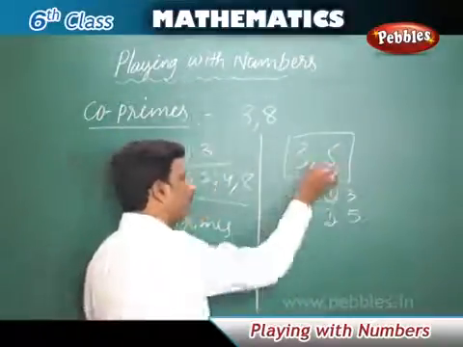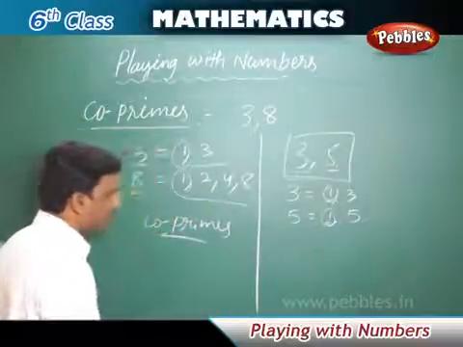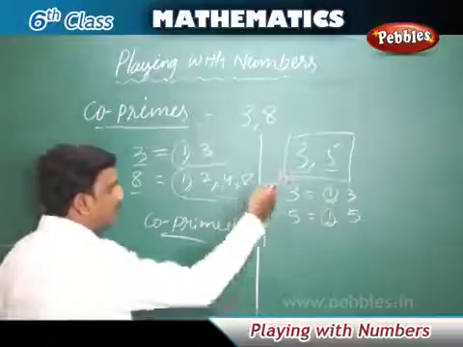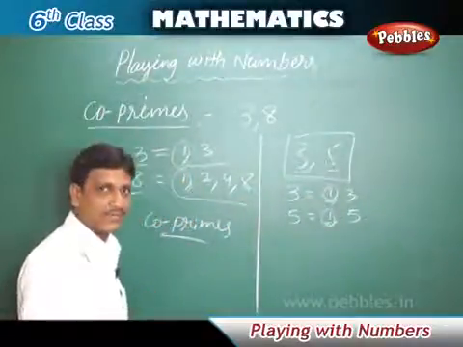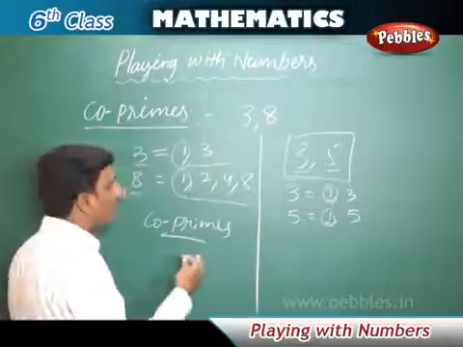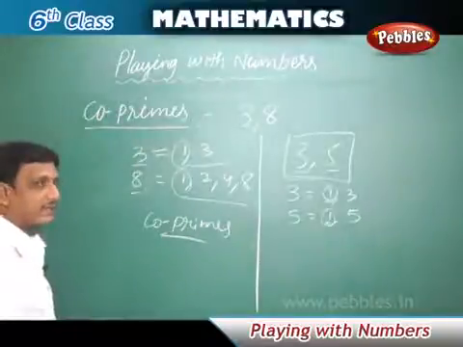And these two numbers are also prime numbers. So here we can understand one relation: two prime numbers are co-primes. That is, all prime numbers are co-primes to each other. But all co-primes need not be prime numbers. See, these two are co-primes, but they are not prime numbers.